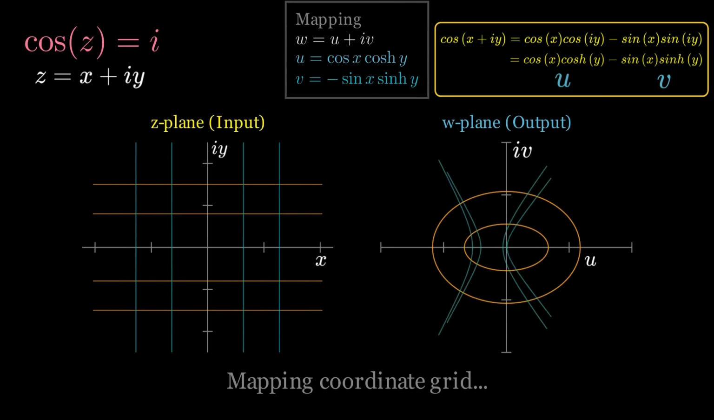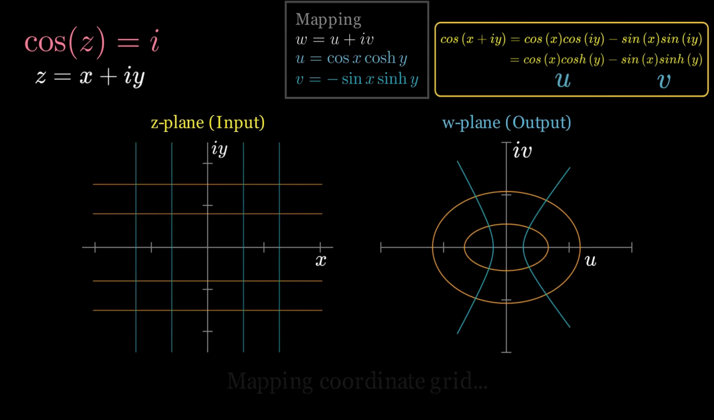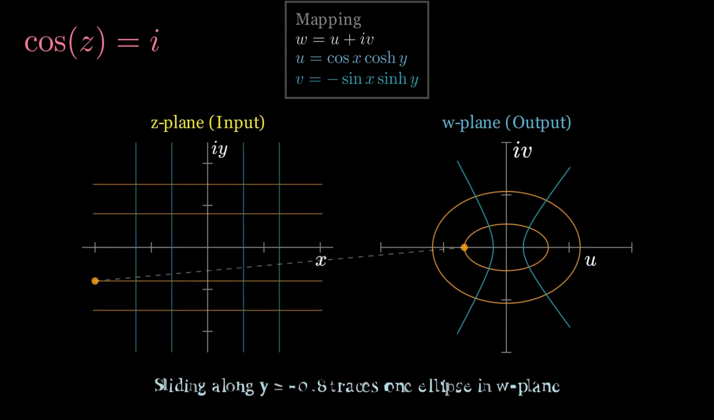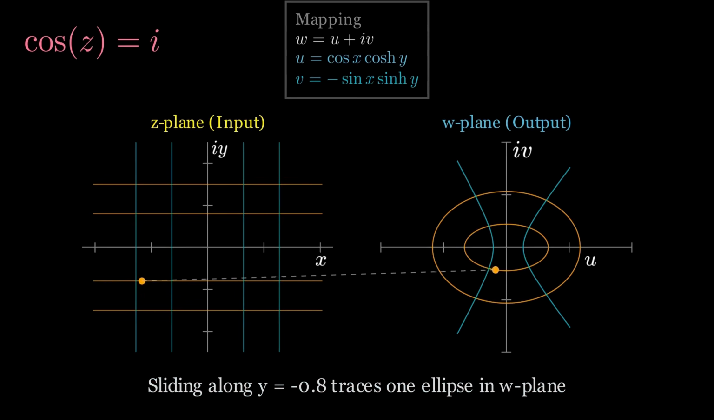Now watch a simple grid in the z-plane. Keep y constant. Horizontal lines map to closed oval curves in the w-plane, ellipses. Different y gives different ellipses. Keep x constant. Vertical lines map to open curves, hyperbolas. So the structure is clear, horizontal lines become ellipses and vertical lines become hyperbolas.